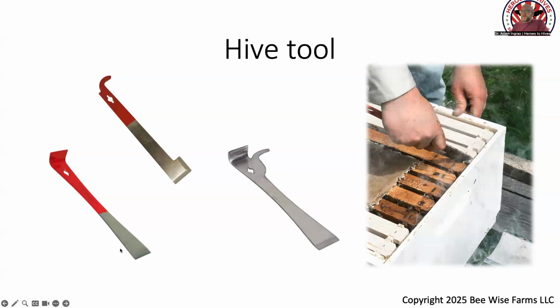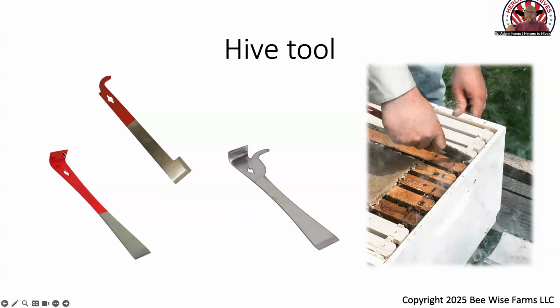We'll start with the standard hive tool. On the front of the standard hive tool, you see there is a sharp end, and that end is used for breaking propolis seals, so breaking those seals between the boxes, or between the top cover and the inner cover, or between the inner cover and the top box, or between frames. That front end is used for those types of activities. In addition, those sharp ends are also used for scraping surfaces, like burr comb that may be on the tops or bottoms of your frames. That's what we use to scrape it.